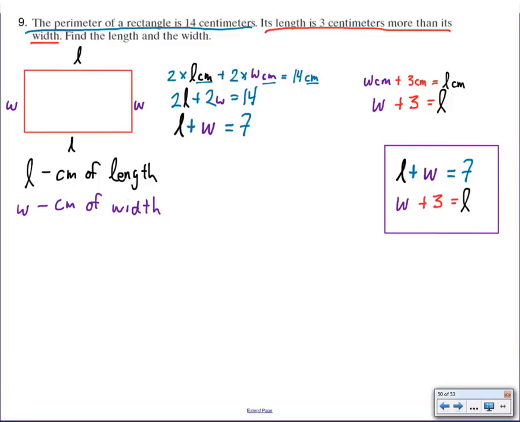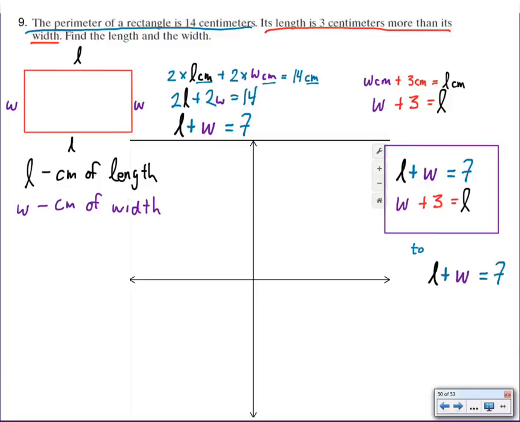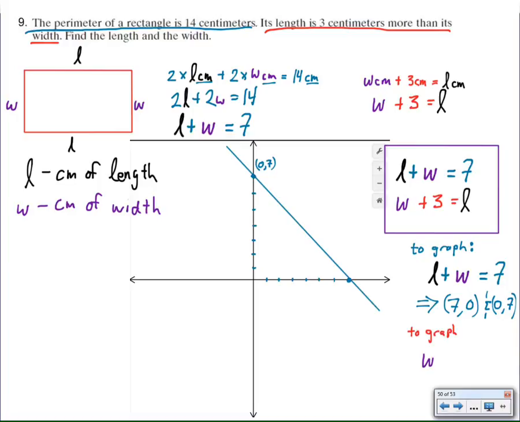And now, all we have to do is graph it, so we can solve graphically. This is using the intercept method, and here I just let L equals 0, W equals 7, let W equals 0, L would equal 7. I didn't have to show all the work for that because it's pretty self-explanatory. So I simply listed the two intercepts, the two easiest solutions to find for this equation, and I plot them on a graph. Also very easy to draw that line.